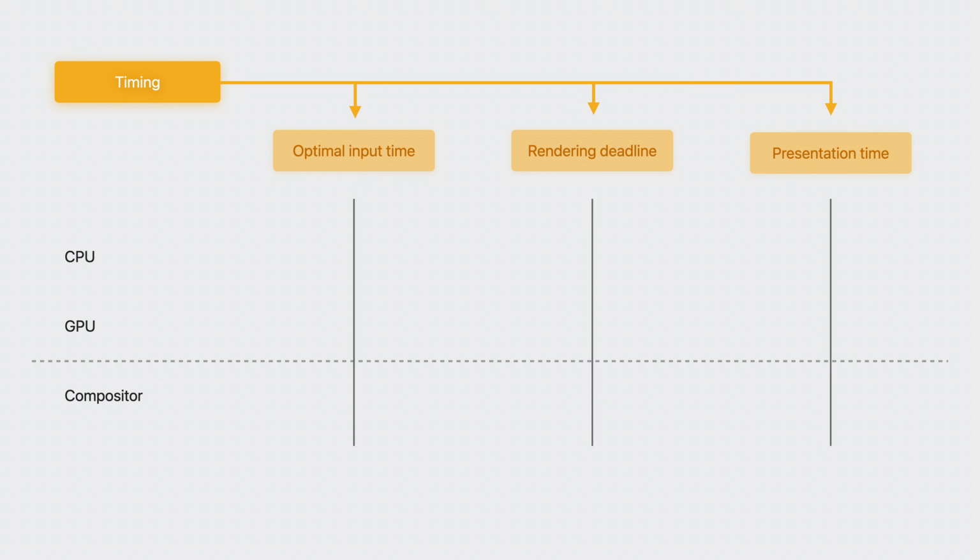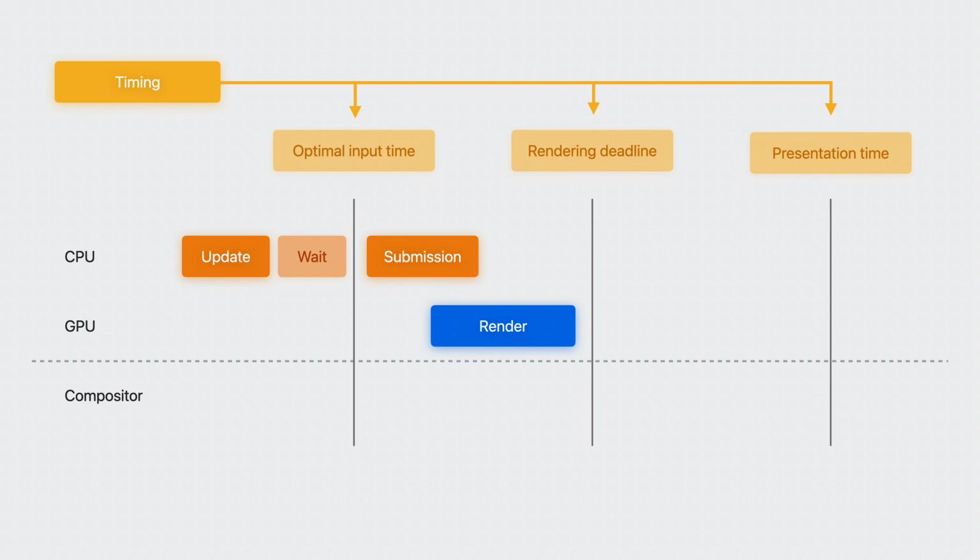In the two sections of your frame, the update section should happen before the optimal input time. After the update, you will wait for the optimal input time before starting the frame submission. Then you will perform the frame submission, which will submit the render work to the GPU. It is important to notice that the CPU and GPU work needs to finish before the rendering deadline. Otherwise, the compositor server won't be able to use this frame and will use a previous one instead. Finally, on the rendering deadline, the compositor server will composite this frame with the other layers in the system.